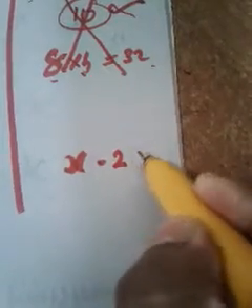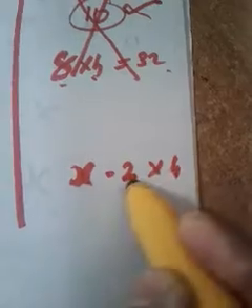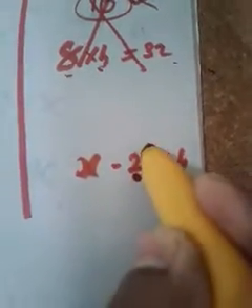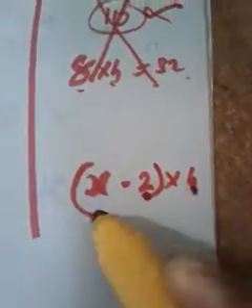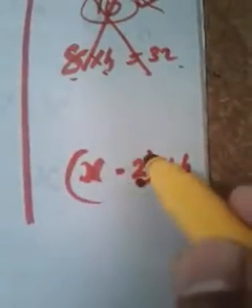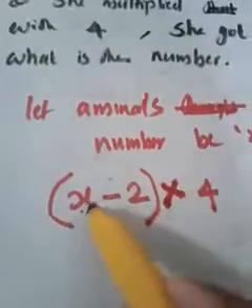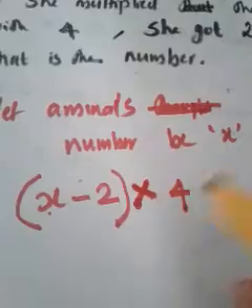What is the problem if you are not giving a bracket? If you write x minus 2 into 4, some others may think that you are multiplying this 4 with 2 only. No, we have to multiply the entire result with 4. That's why I am giving a bracket here. The entire result Amina got, she has to multiply with 4. Here it is a single number 8. That's why I did not give a bracket. But since it is in the form of 2 terms, just give a bracket and she has to multiply with 4. You may have understood.